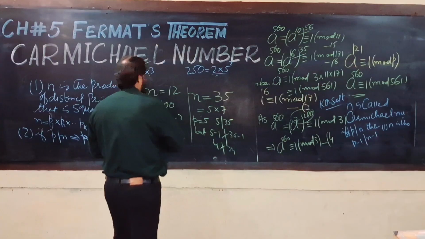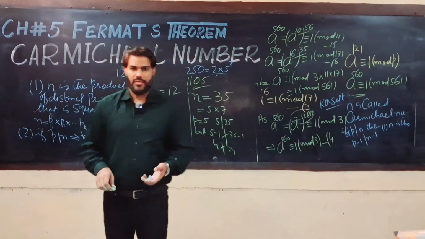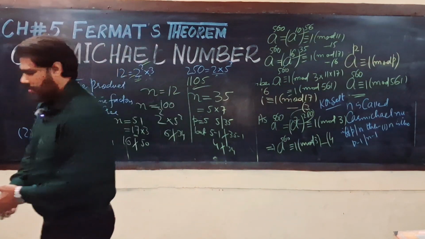The next Carmichael number is 1105. So this is your assignment. You have to show that 1105 is a Carmichael number.